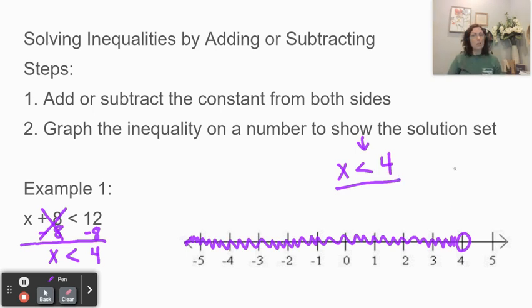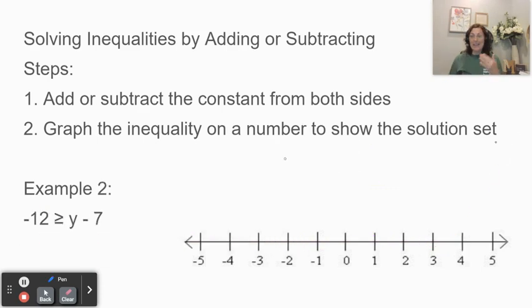Okay, let's take a look at one more. All right, in this problem, we're going to look at example 2. Negative 12 is greater than or equal to y minus 7. Now, I'm going to be honest with you. A lot of my students do not like when that variable is written on the right side. And I get it, okay? So let me tell you, you can rewrite it, but you have to be very careful.